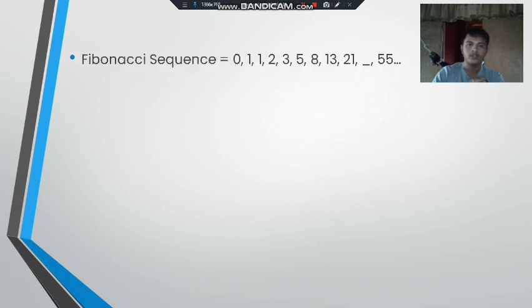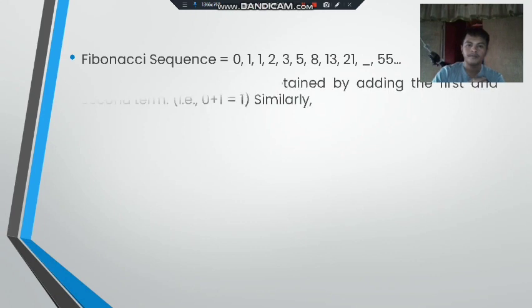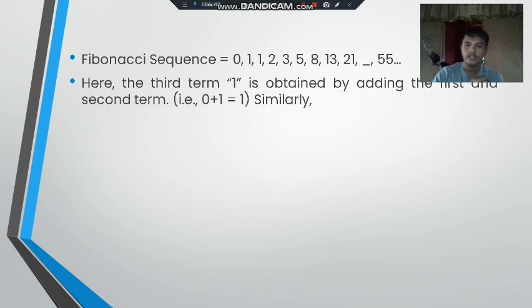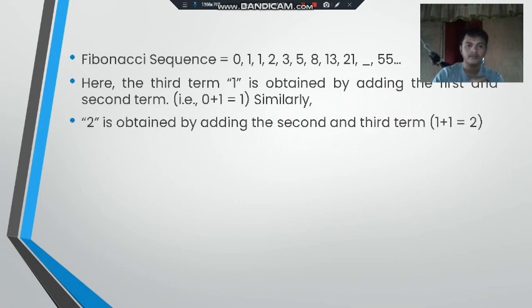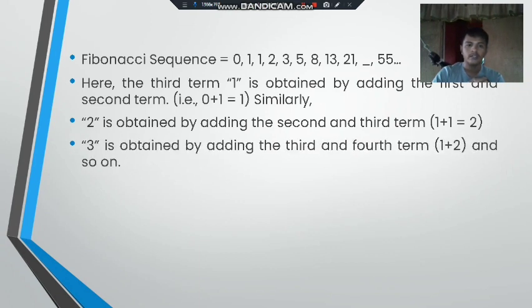Fibonacci sequence. 0, 1, 1, 2, 3, 5, 8, 13, 21, blank, 55. Here the third term, 1, is obtained by adding the first and second term. 0 plus 1 is equal to 1. Similarly, 2 is obtained by adding the second term and the third term. 1 plus 1 equals 2. 3 is obtained by adding the third and fourth term, 1 plus 2, and so on.